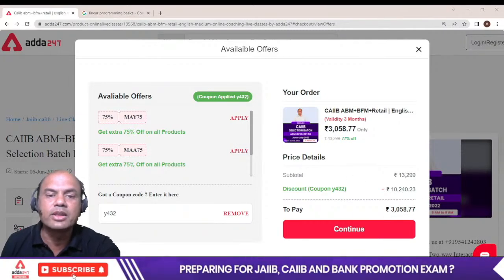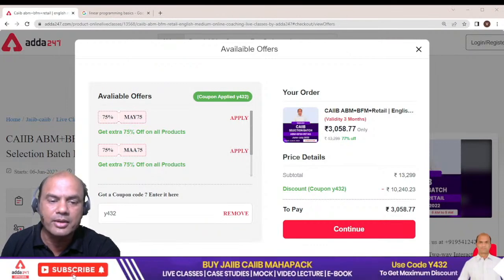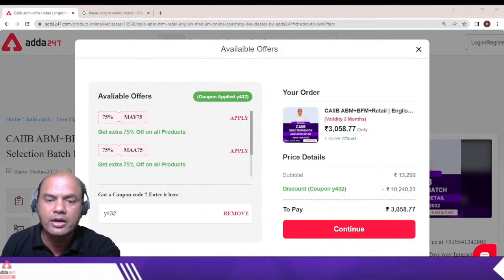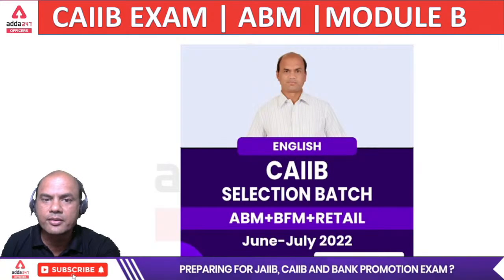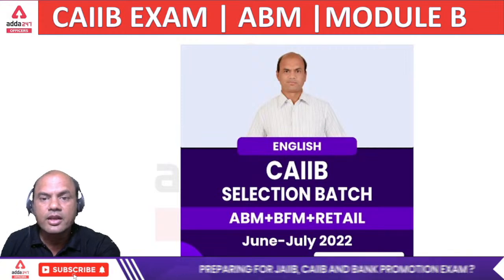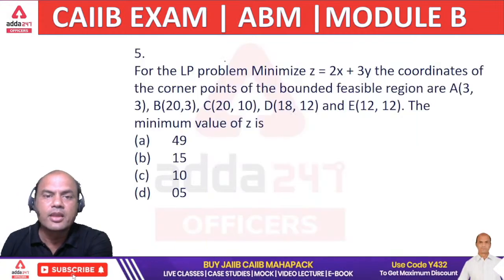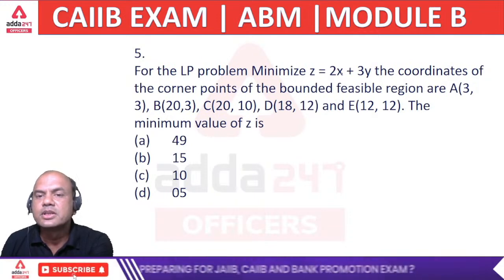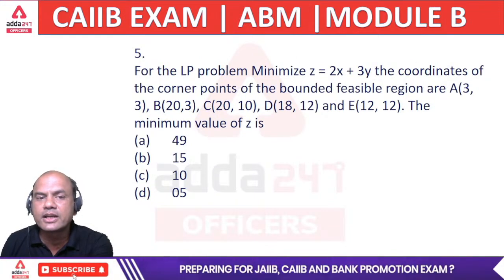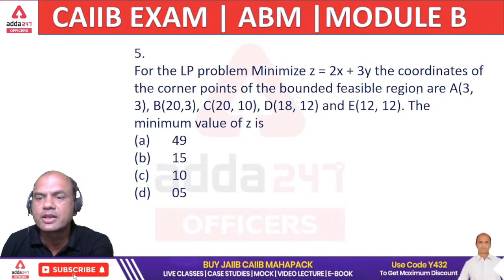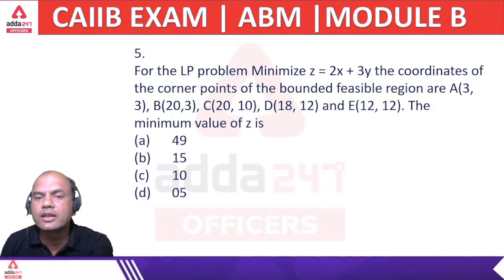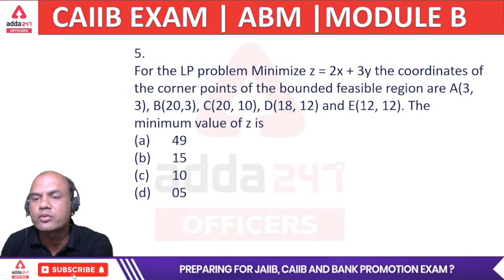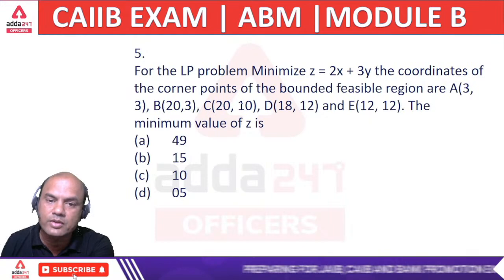Okay. So now we'll come back to our questions. Coming back, LPP. So now next question. For a linear programming problem, minimize z equals 2x plus 3y. The coordinates of the corner points of the bounded feasible region are A (3,3), B (20,3), C (20,10), D (18,12) and E (12,12). Now this is a difficult question.